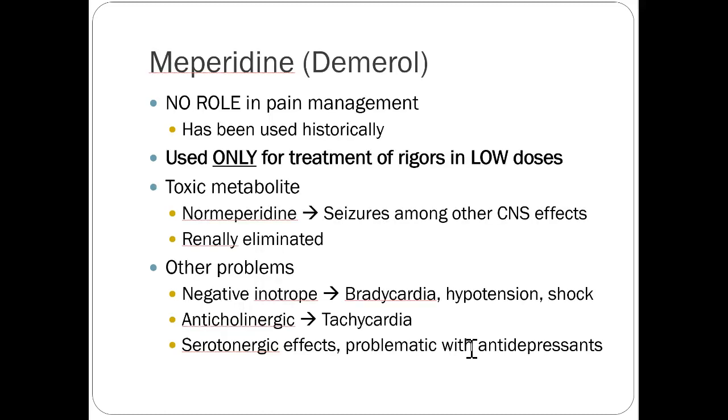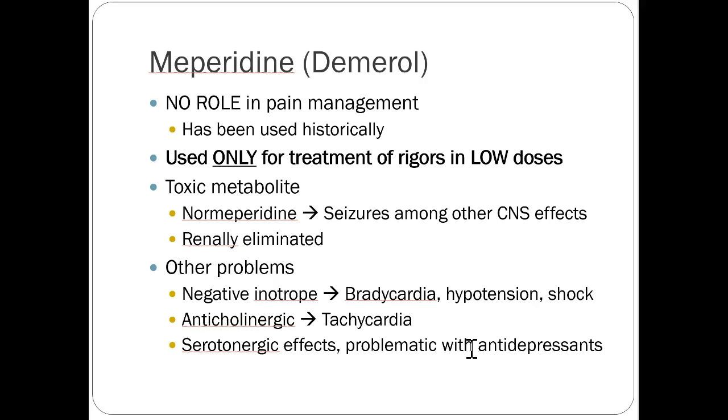All right, meperidine. Meperidine is Demerol. Demerol has no role in acute pain management, or pain management in general. It's something that was used for pain for a while. Every once in a while, we get a request from a provider to use Demerol, and it's just, don't use it. There's no point. It's kind of an opioid, but it has some other issues with it, too.